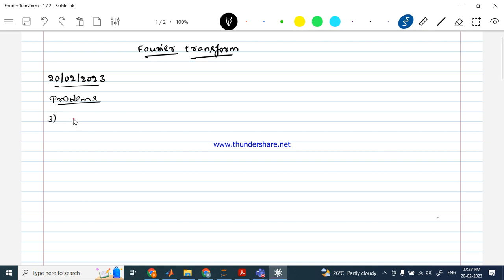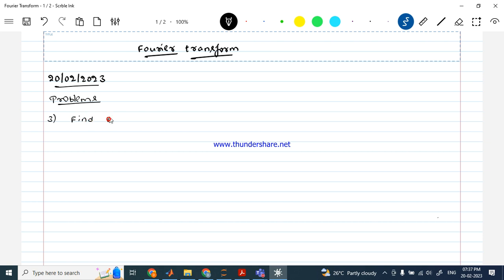Let me just take up this example. Here the question is to find the Fourier transform. Find the Fourier transform of f of x equal to 1 plus mod x by a, for mod x less than or equal to a. I have taken this from the previous year question papers. The function value is 1 plus mod x by a if mod x is less than or equal to a, and it is 0 otherwise.